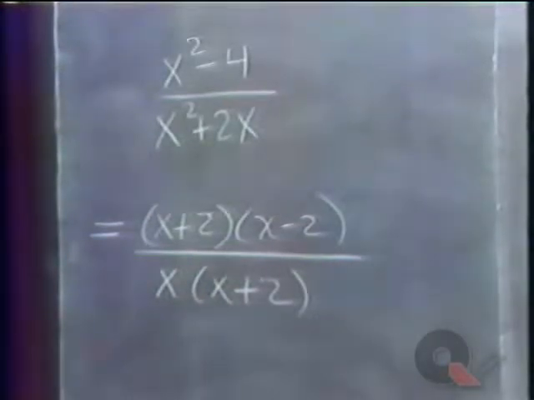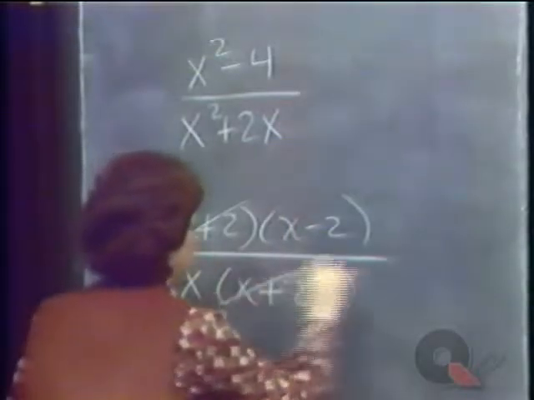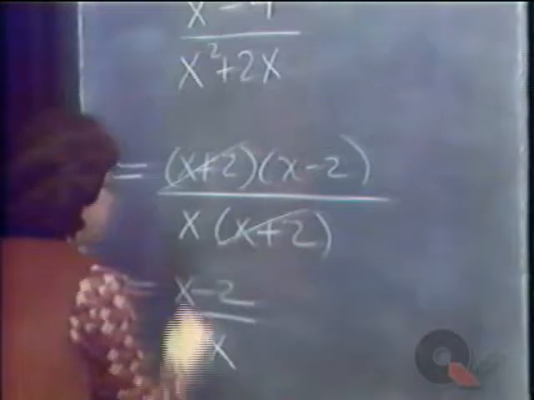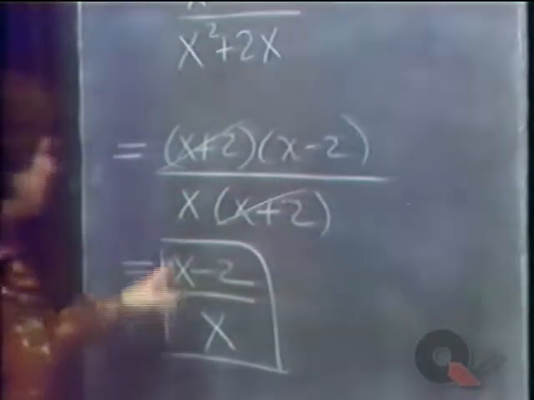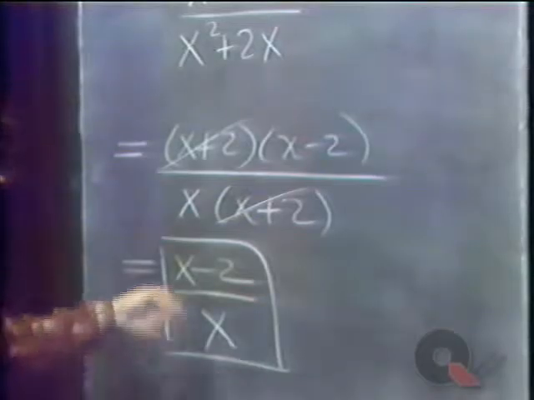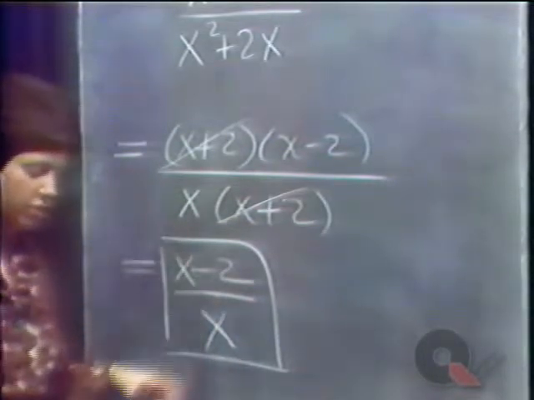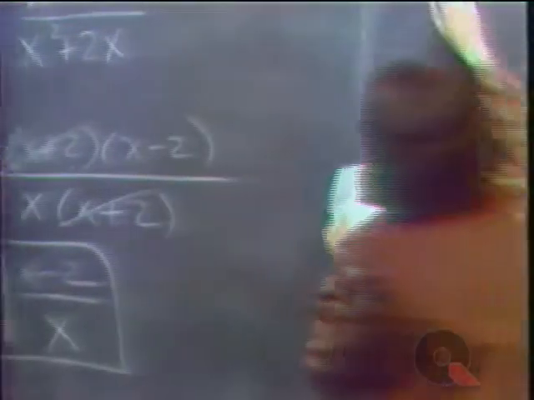We can divide numerator and denominator by the same non-zero quantity, x plus 2, giving us a final answer of x minus 2 over x. And by the way, this is the final answer. Do not improve upon it. You cannot cancel the x's. X is not a factor in the top. Okay, so the x's can't be canceled. This is the form you leave the answer. Okay, let's try another example.